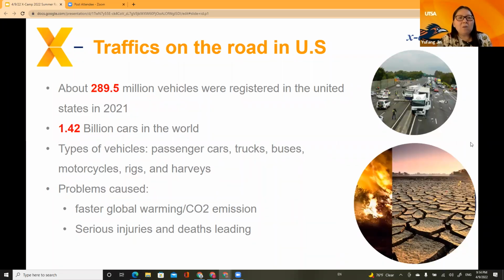Since the number of vehicles increased so much, it caused a severe and faster global warming problem caused by CO2 emission, especially when the vehicles are in idle status. There are more CO2 emissions than in the driving status. The second problem is that the increase of vehicles on the road also leads to an increased number of injuries and deaths every day. Next slide, please.